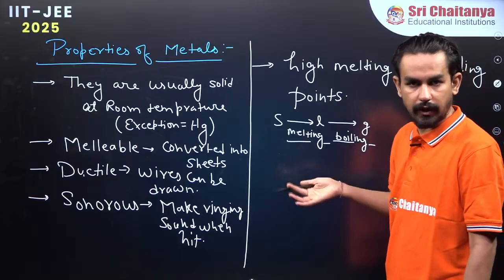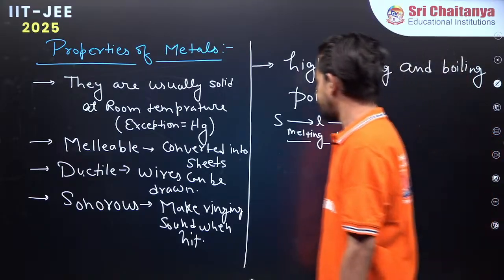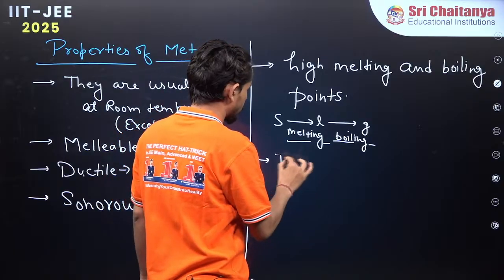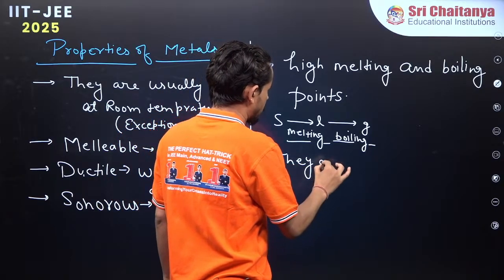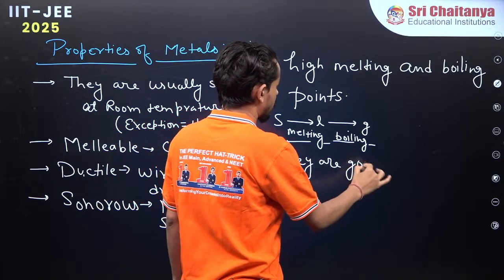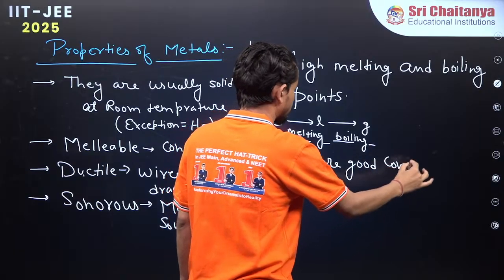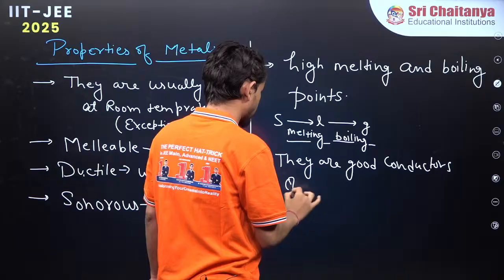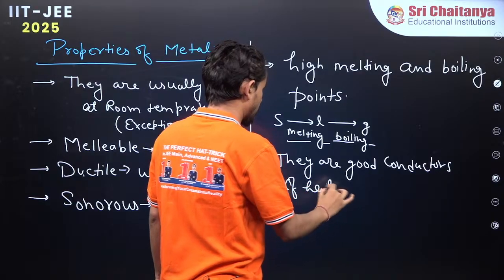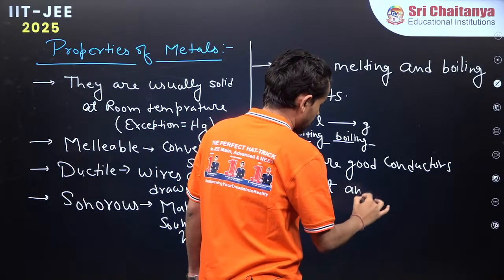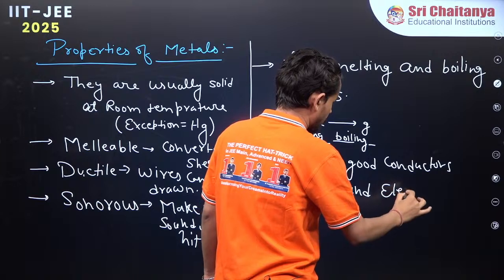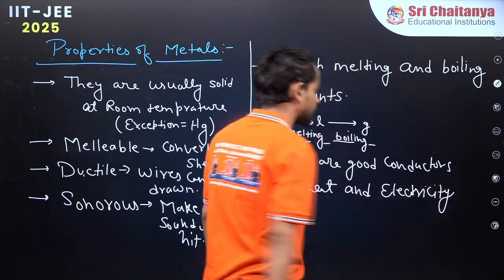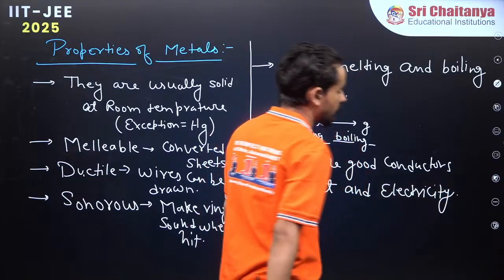Metals have high melting and high boiling point. That's it. Apart from that, one more thing, they are good conductors of heat and electricity. Obviously, they are good conductors of heat and electricity.